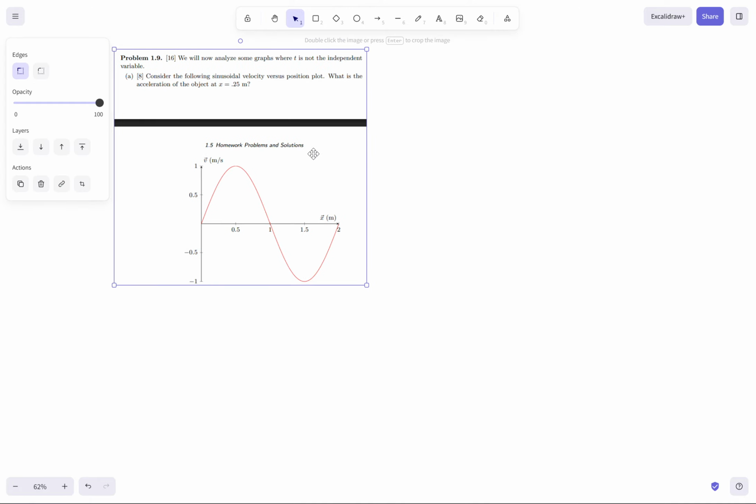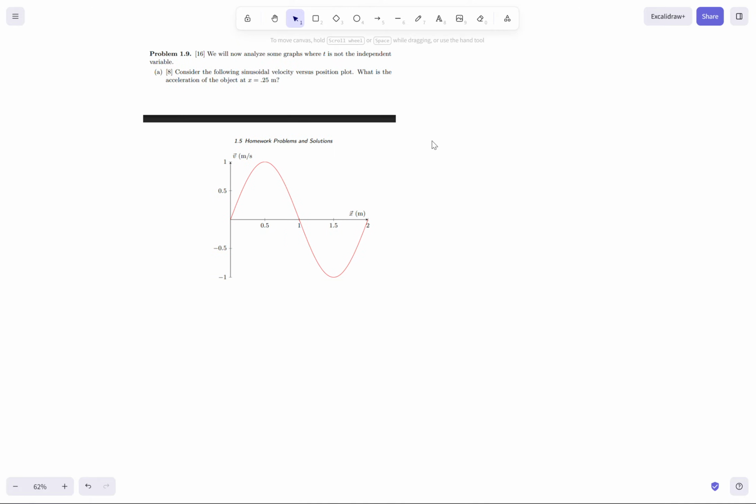So we're gonna do another problem, and these are gonna be more like graphic problems. Calculus is gonna be pretty heavy, but they're still fun to do. So yeah, let's do them. We'll now analyze some graphs where t is not independent of the variable.